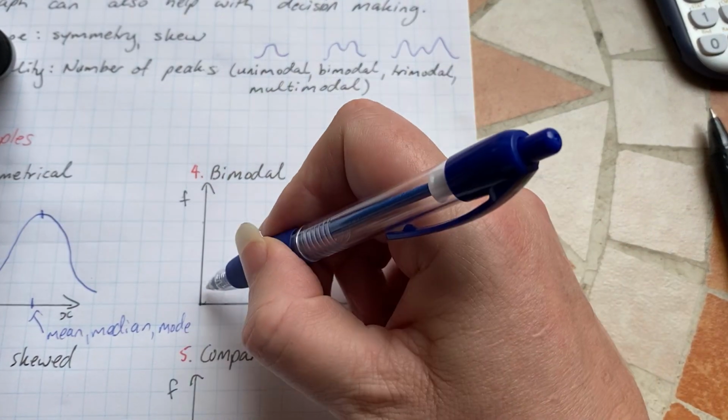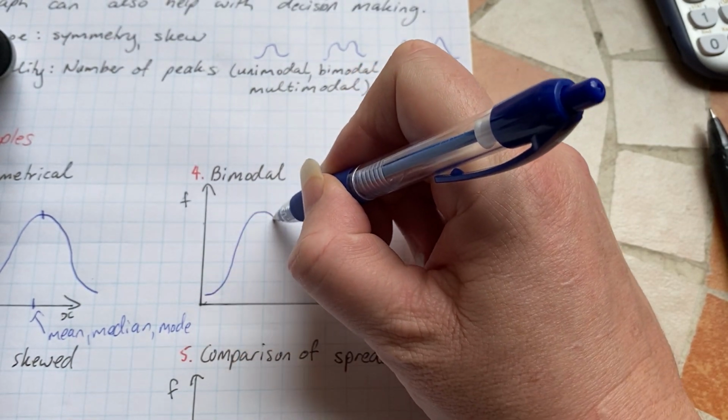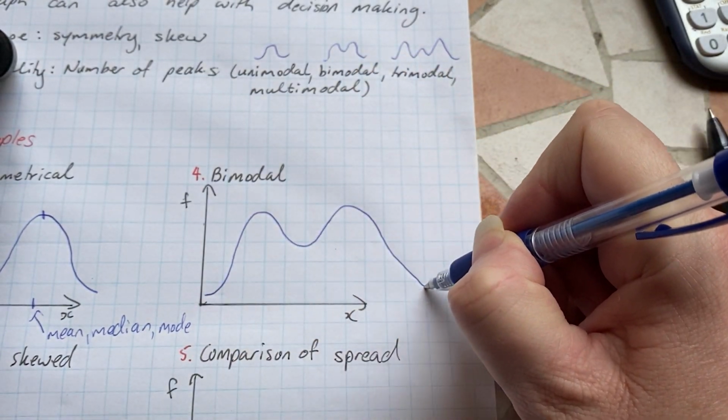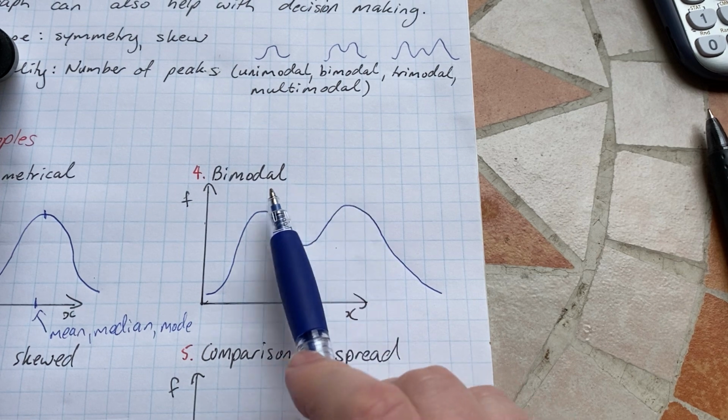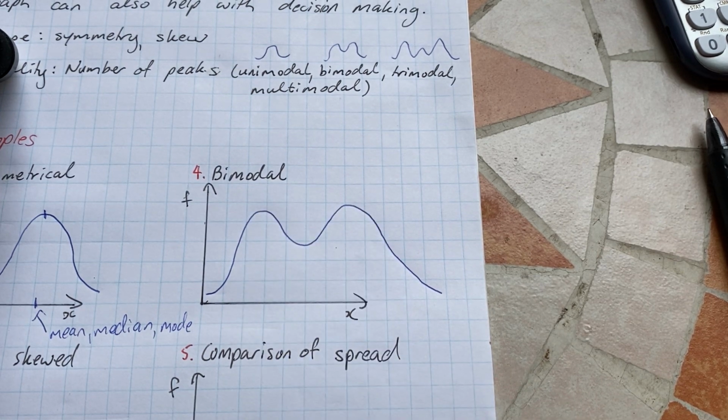A bimodal graph, as I said, has two modes. So it might look something like that. It's got two peaks. We call that bimodal.